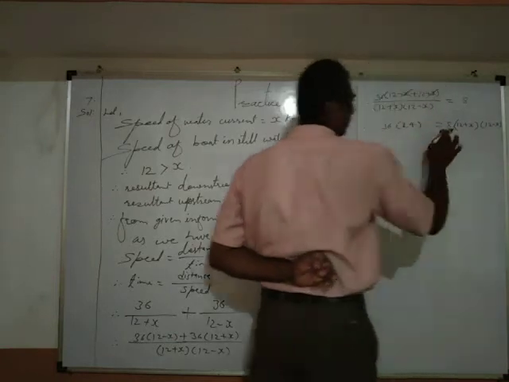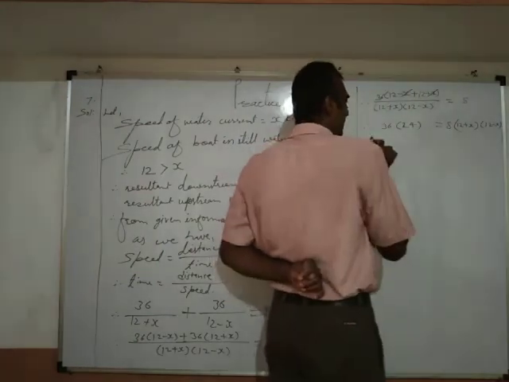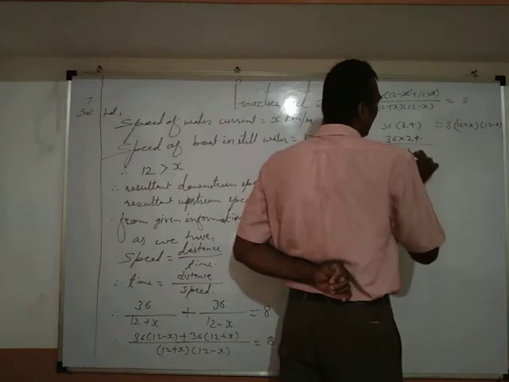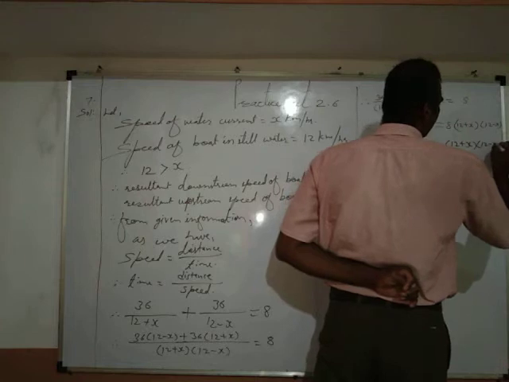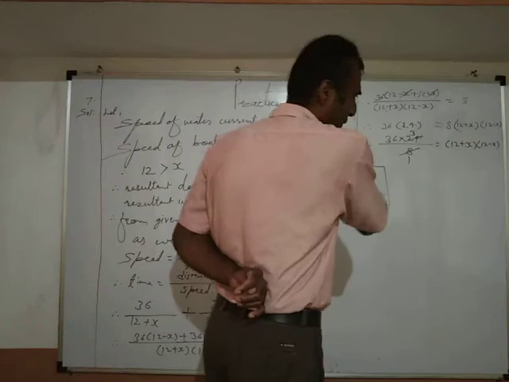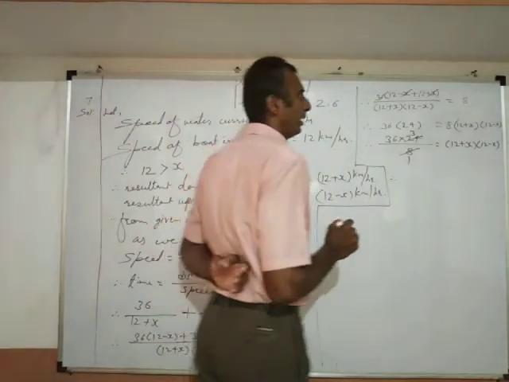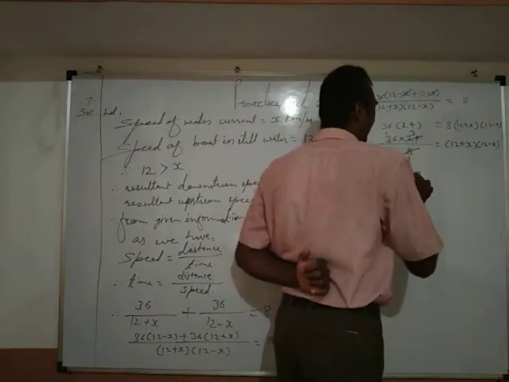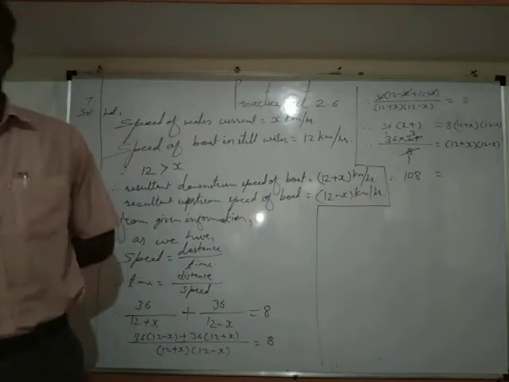Now let's transfer those 8 from right to left, which is multiplier at right side becomes divisor at left side. That's why it will be 36 into 24 upon 8 equals 12 plus x into 12 minus x. 8 ones are 8, 8 threes are 24, and therefore 36 into 3 gives us 3 6s are 18, carries 1, 3 3s are 9 and 1 10, 108 equals 12 plus x into 12 minus x.